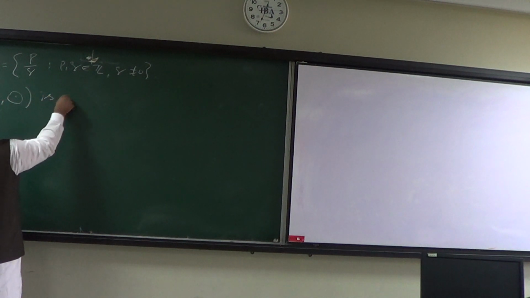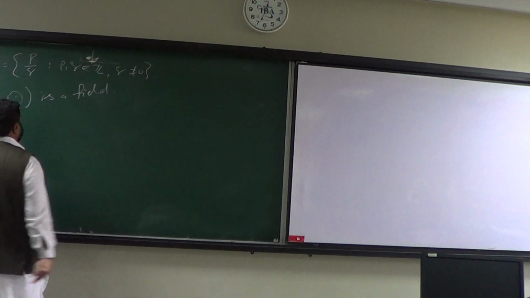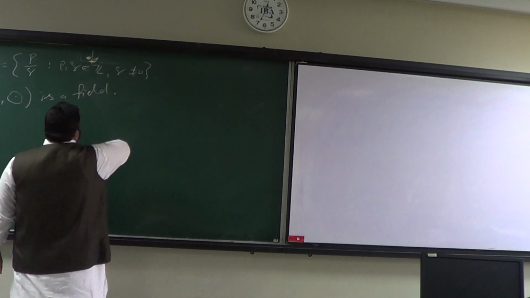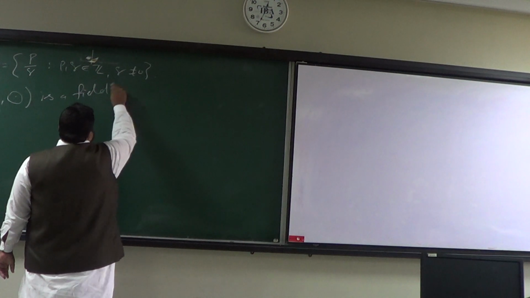Then we defined addition and multiplication on it, and we showed that this is a field. We spent lots of time seeing how plus and multiplication are well defined, and how it's actually a field. I haven't done a complete proof, but I left it to you to do that. The second thing that we did is that not only is it a field, but it's an ordered field.